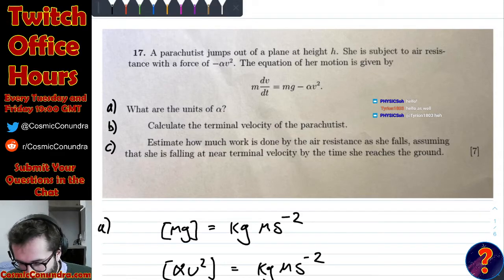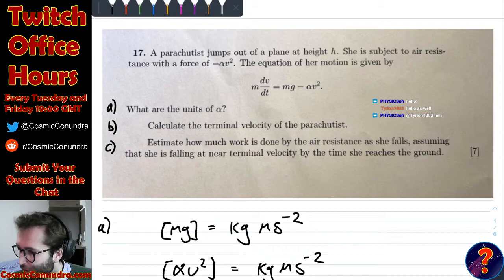And they tell us that we can assume that she's falling near terminal velocity by the time she reaches the ground. So I'm going to do this two ways. I'm going to do it first the basic way they want you to do it, where they want you to just assume that she's travelling at terminal velocity by the time she reaches the ground. And then I'm going to do it a slightly more analytic way, and from that analytic expression we'll be able to derive when our estimation is good, when our estimation works well. Okay, which is always an important thing to do.